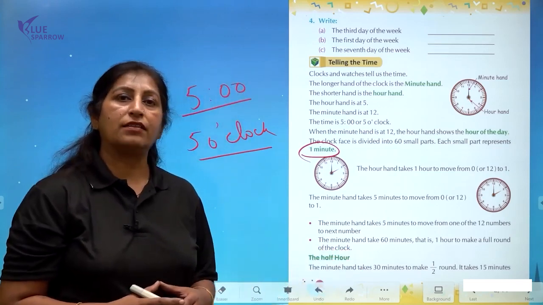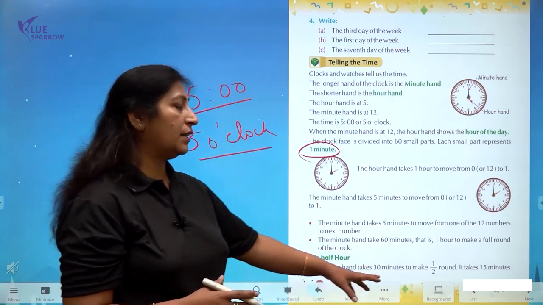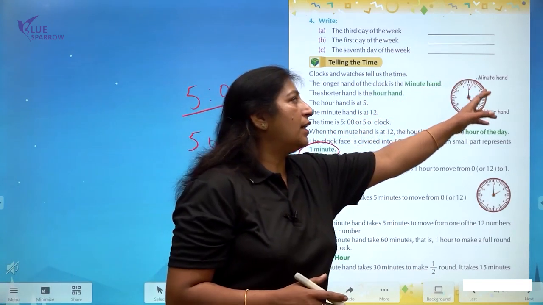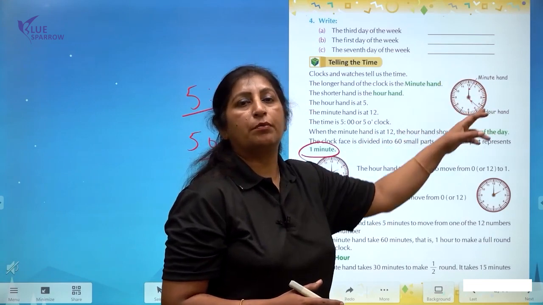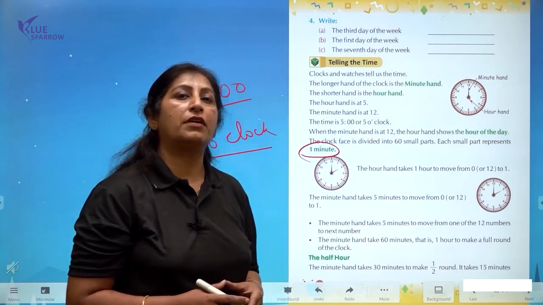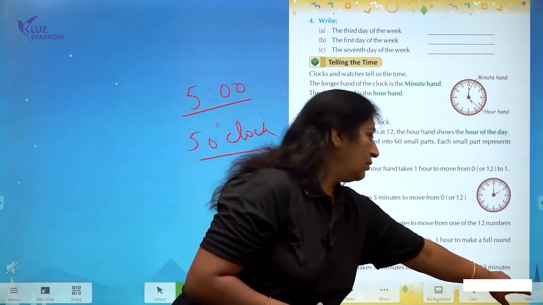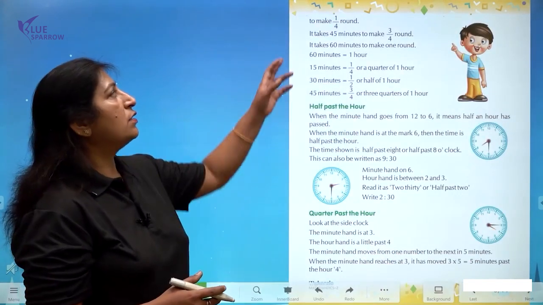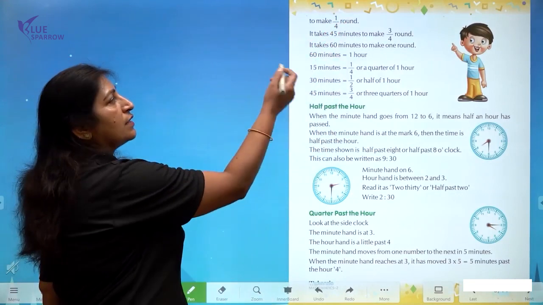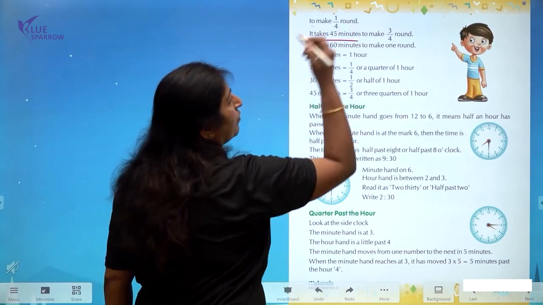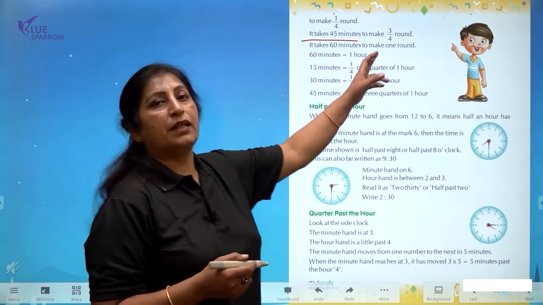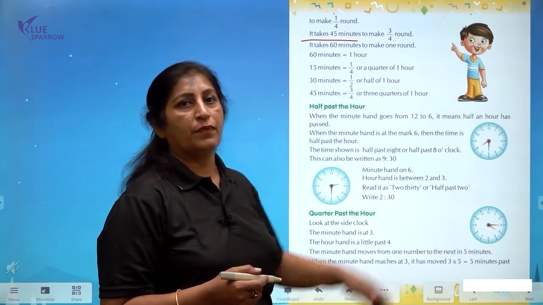You know that the minute hand takes 60 minutes to complete 1 hour, and to complete a half hour, it would cover 30 minutes. It takes 15 minutes to make 1/4 of the round, and similarly you can say that it takes 45 minutes to make 3/4 of the round. It takes 60 minutes to complete one round.